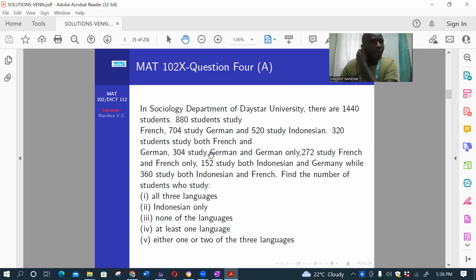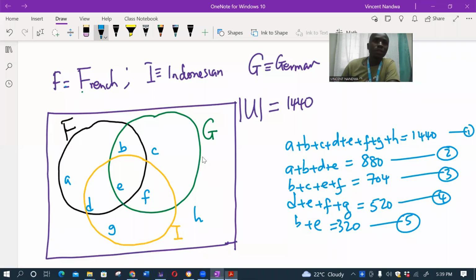And then 304 study German only. So this means you are in set G and can't be counted in any other set apart from G alone. What specifies that is this part. So this C is 304. If you are in section C, you are counted only in the G set. That's what we're referring to, German only.